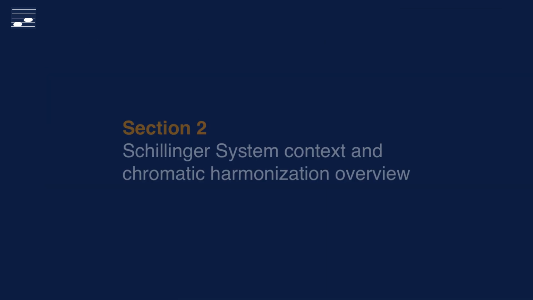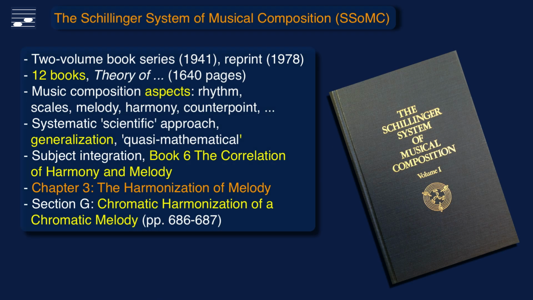Let's now start the chromatic harmonization approach. This technique is part of the Schillinger system of musical composition and assumes you are familiar with the chromatic system of harmony. The two-volume book set is divided into 12 thematically structured books. The system's potential lies in the systematic, generalized presentation of music composition concepts. In Book 6 you'll find the integration of harmony and melody, which includes the harmonization process, for all combinations of diatonic, chromatic and symmetric harmony and melody.